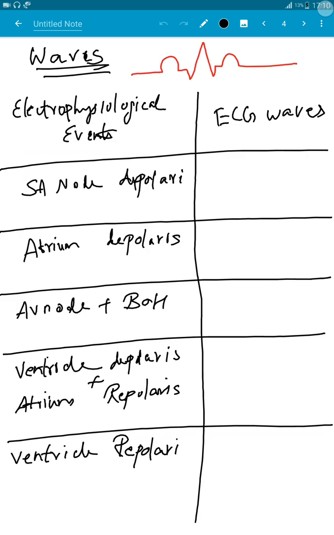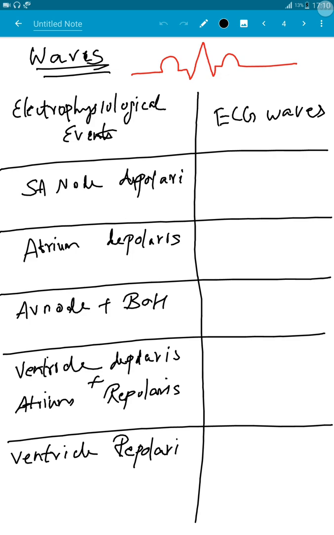First, what is ECG? It is nothing but the electrophysiological events that are taking place in the heart, which we can record in the ECG. Before going into detail, please watch the physiology of heart video which I have uploaded, and I have given the link in the description. Please watch it, then you can understand in detail.